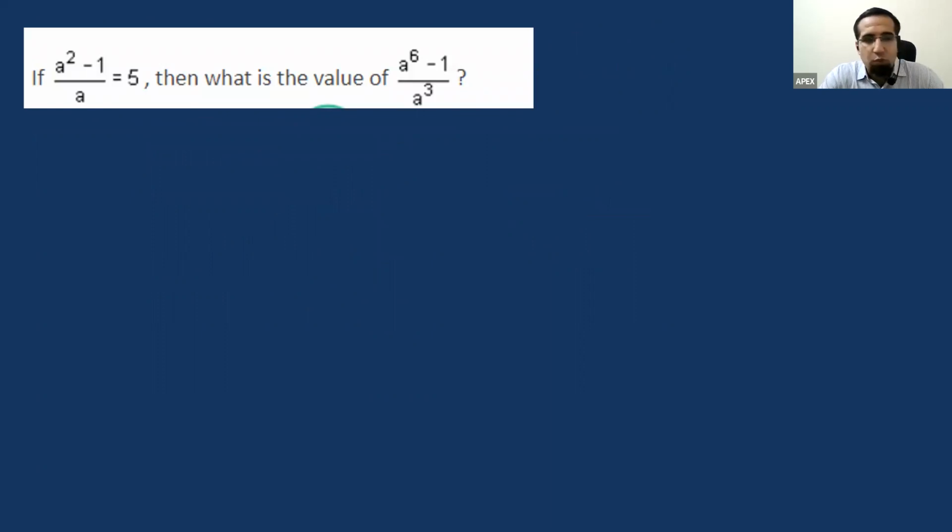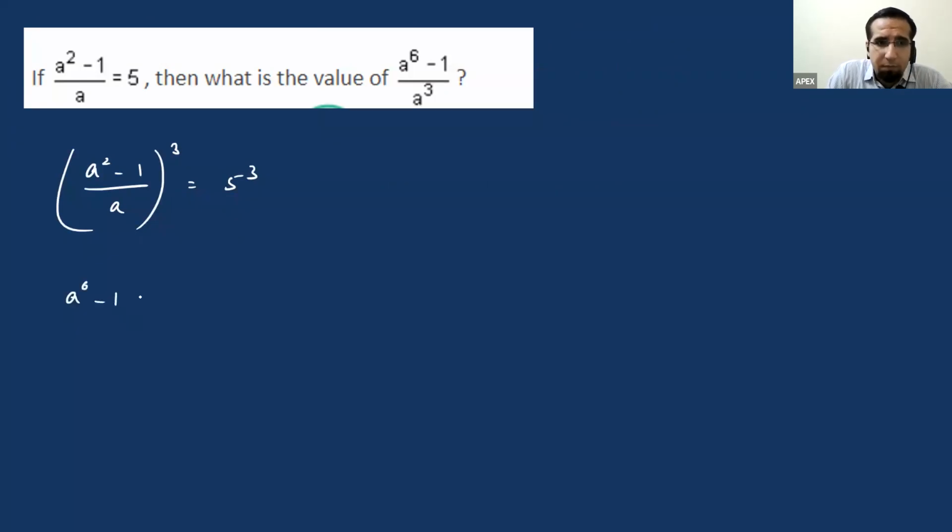Now, a square minus 1 by a is equal to 5 is given to us. What is the value of a to the power 6 minus 1 by a cube? Lot of hints. A square has become a to the power 6. And a has become a cube. So let's cube this up, guys. So (a minus b) whole cube will give you a cube minus b cube minus 3ab into (a minus b), divided by a cube is equal to 125.